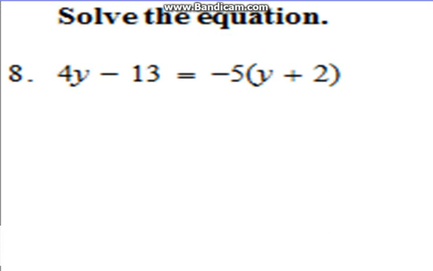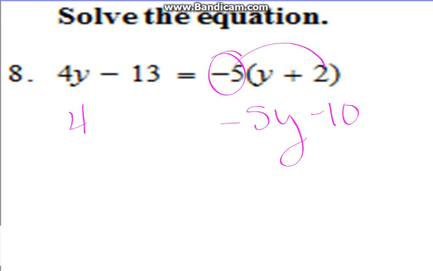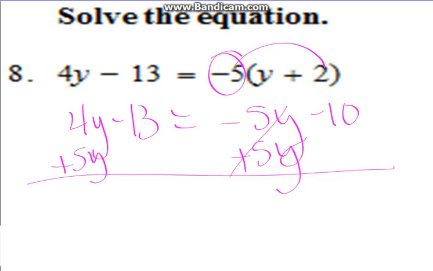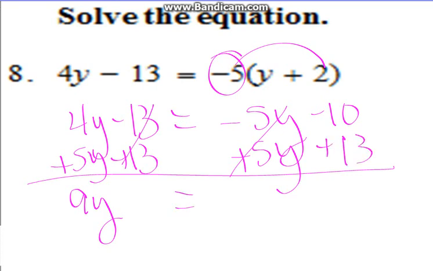Next, we've got to distribute. Same thing, negative 5y minus 10, 4y minus 13. Just carry it down. And now we're going to solve for y. So add 5y to each side. And this goes to 9y. And then add 13 to each side to get rid of that. Don't forget your equal sign, and this goes to 3.